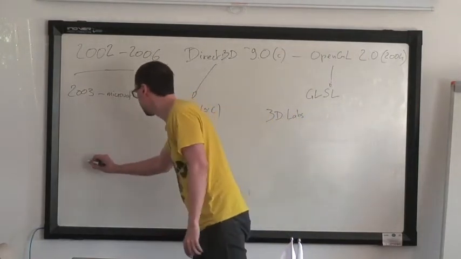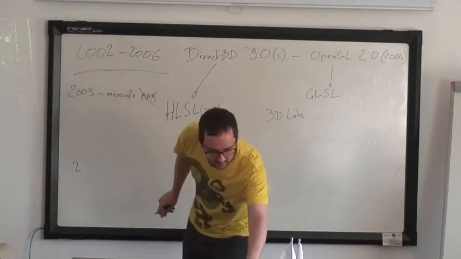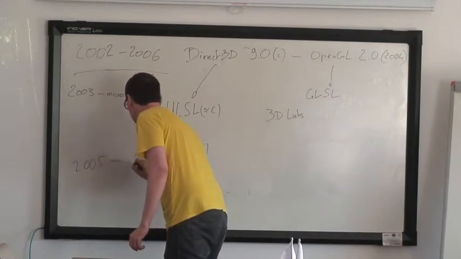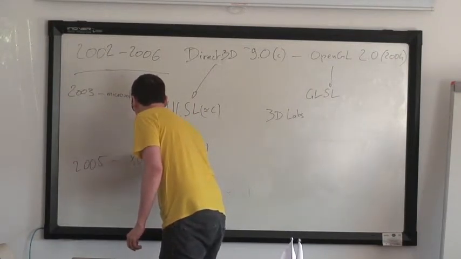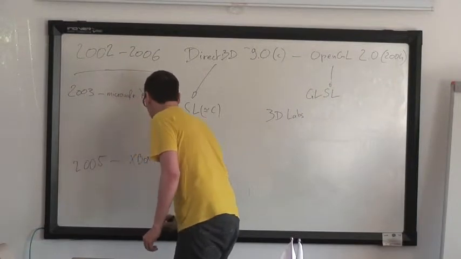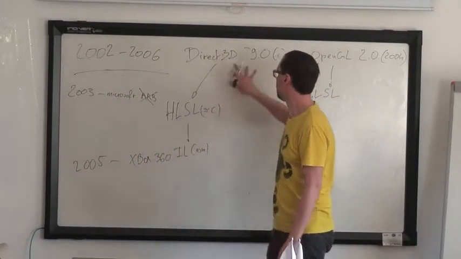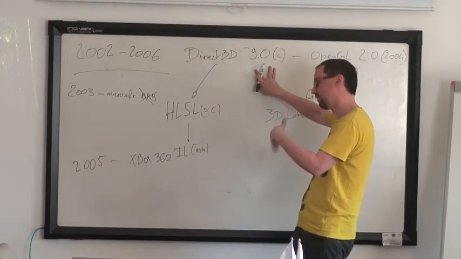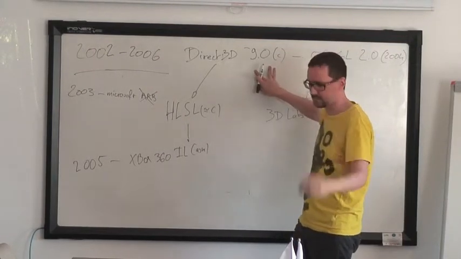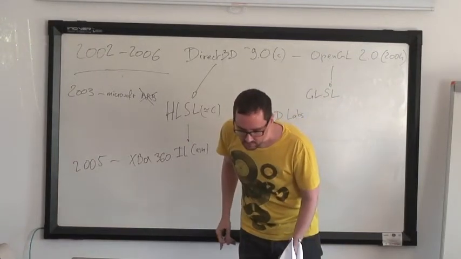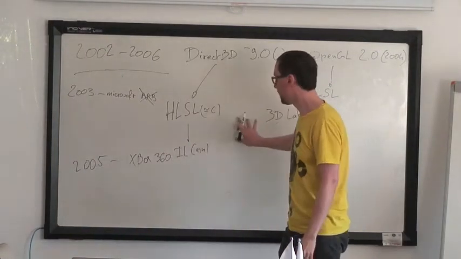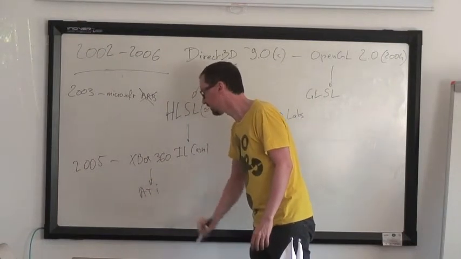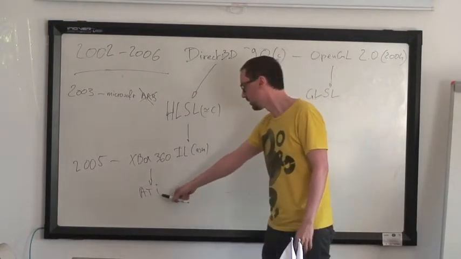Just as information also, there was the release of the Xbox 360 with a custom version of DirectX 9, which was basically DirectX 9 plus some functionality that would become DirectX 10. And interestingly, the GPU is made by ATI, not NVIDIA anymore.